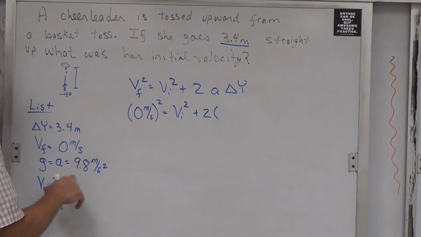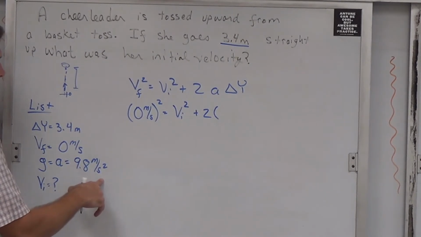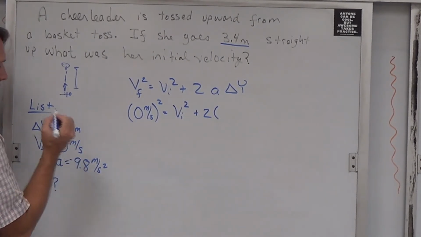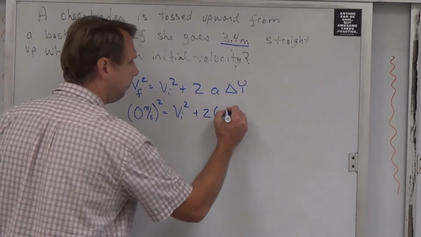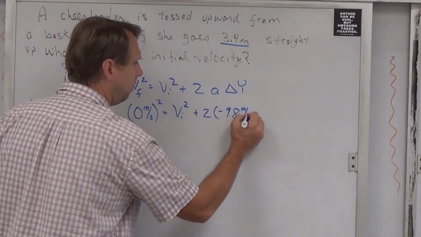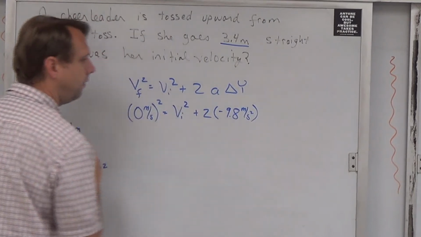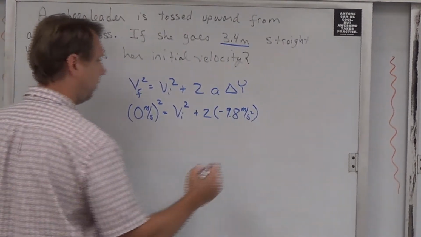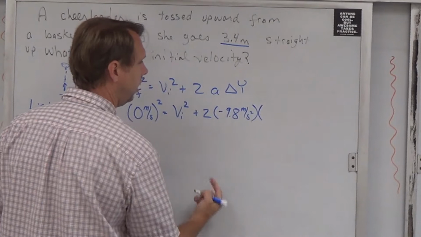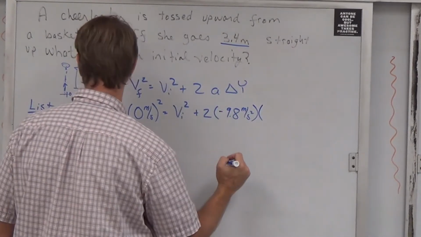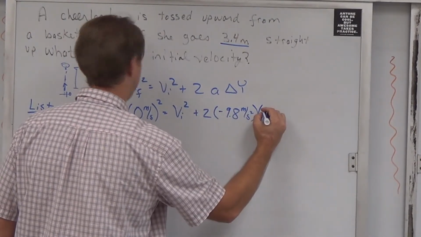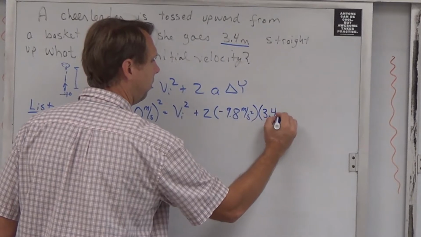And I wrote that as 9.8 meters per second squared, but gravity is pulling us downward, so that actually needs to be a negative 9.8. Negative 9.8 meters per second squared, where the negative indicates the direction. And the displacement is positive, even though the acceleration is downward, is negative. So that is 3.4 meters.